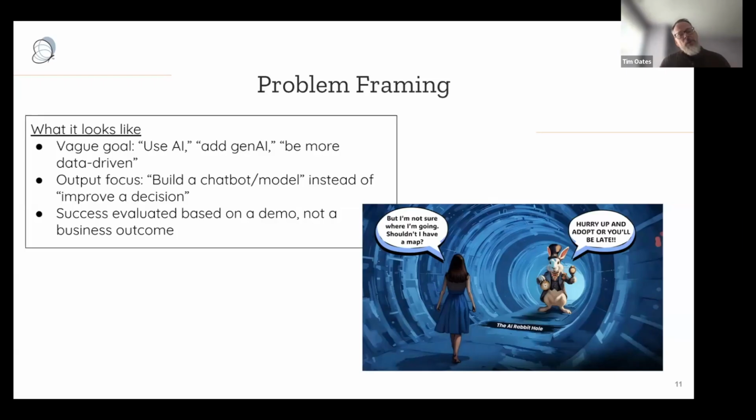And so often what you'll see is a focus on the output. We're going to build a chatbot. We're going to train a machine learning model, as opposed to we're going to improve a decision. And sometimes success is evaluated based on a demo, not a business outcome. And I will say that that's exacerbated by the fact that with modern AI tools, you can bang out a demo that looks really good and feels almost fully baked in a couple of days, right? I mean, I've done that. And the problem then is that you see this demo and everybody's like, great, it worked. But you really have to focus on a business outcome.